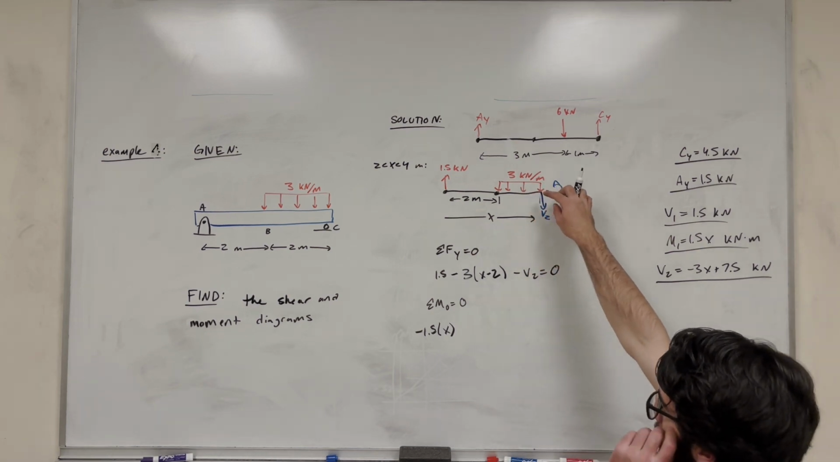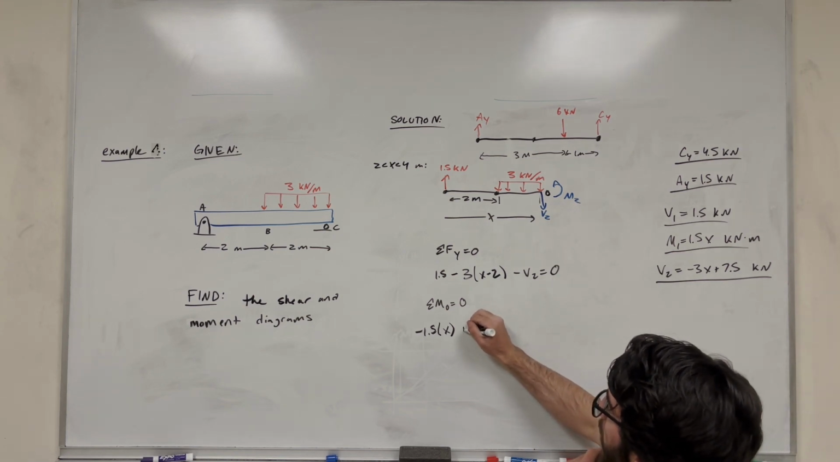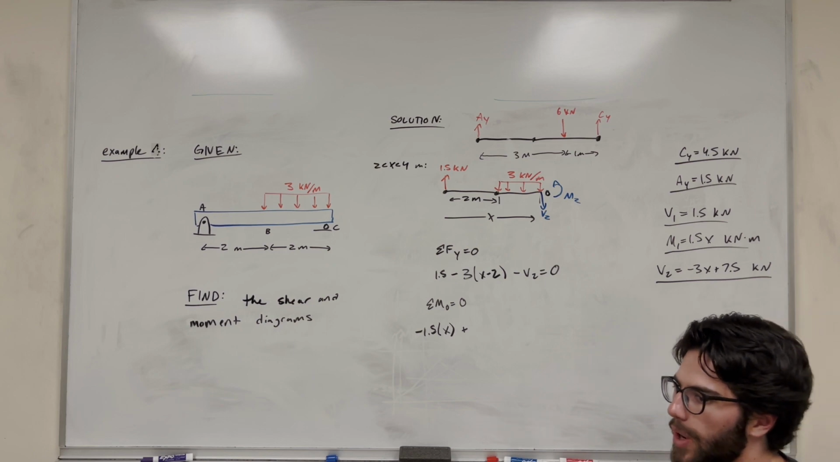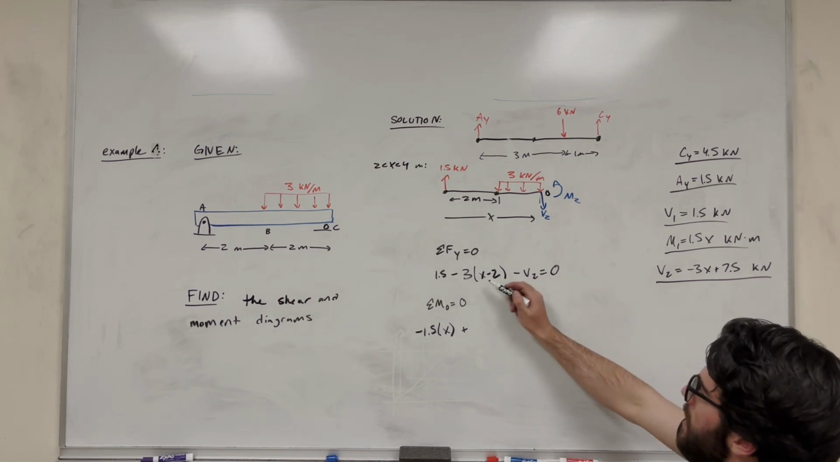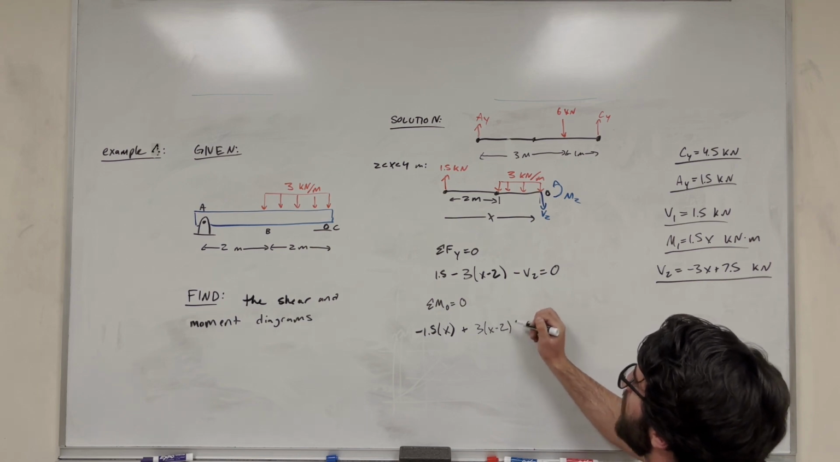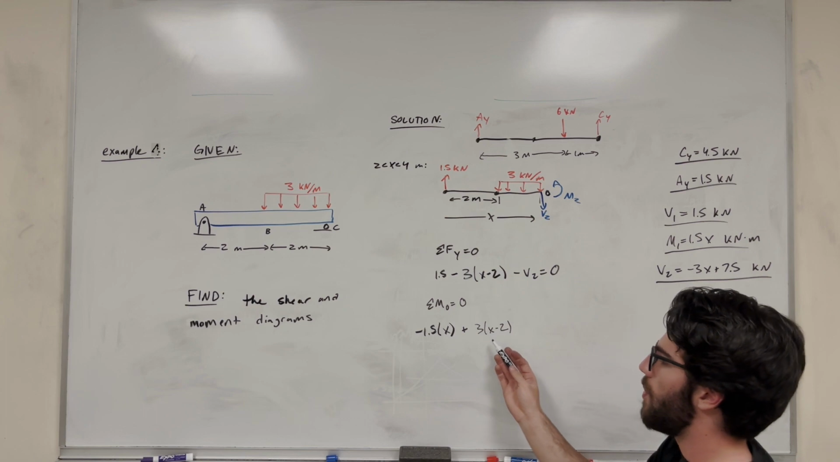Then next we have this distributed load. It's negative, so it's going to make us want to rotate counterclockwise. So we're going to add that. Again, it's going to be its force times its distance away. So its force is basically what we found here. It's going to be that 3 times x minus 2. Again, it's the kilonewtons per meter times the distance, to find the total force.